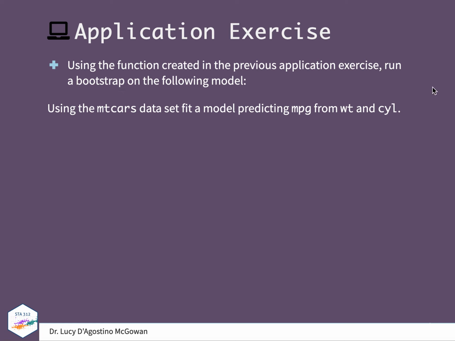So I want you to use the function that you created in the previous application exercise, and I want you to run a bootstrap on the following model. Use the mtcars dataset, and fit a model predicting miles per gallon from weight and the cyl variable, so from these two variables. Try doing at least 100 bootstraps, or if you'd like to try to do 1,000, you can do that too.